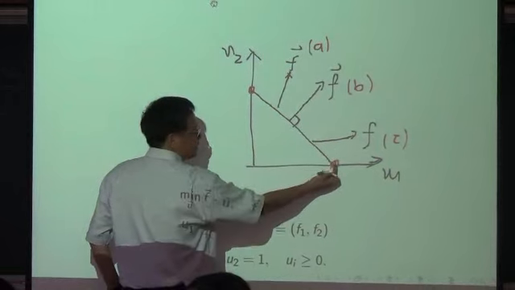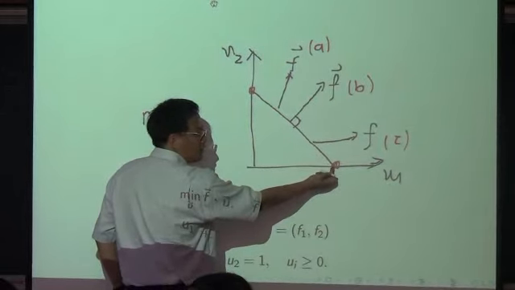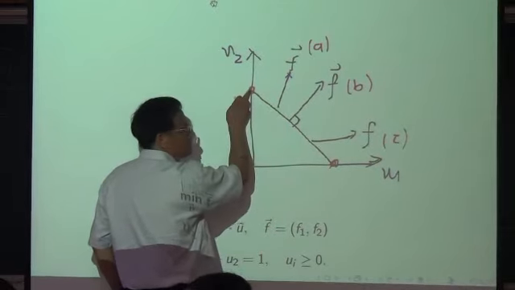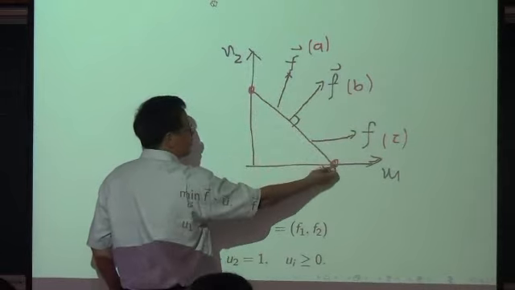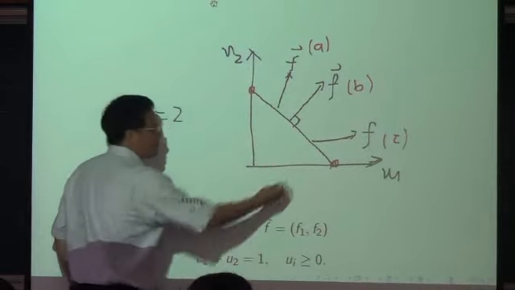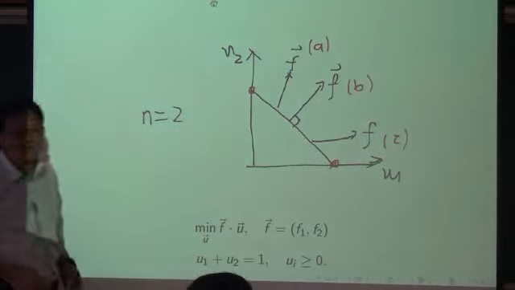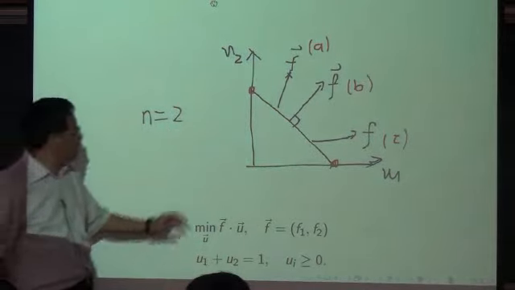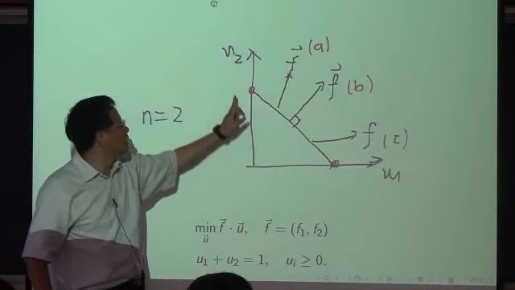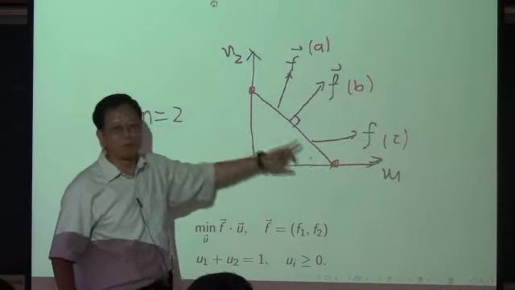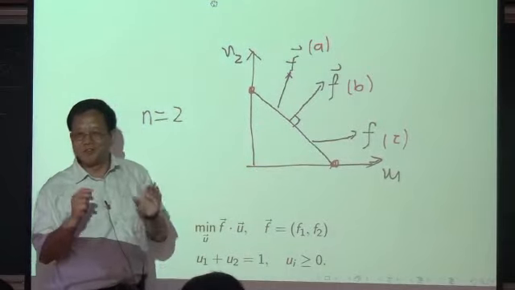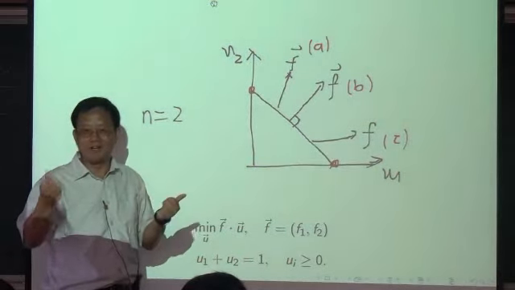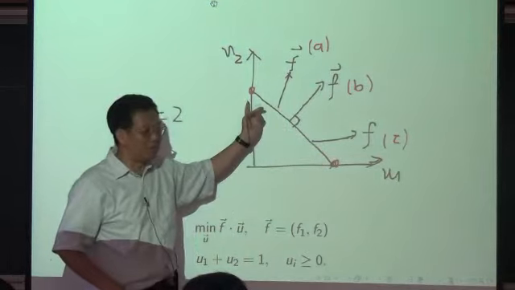So F inner product with this U: if F is pointing to this direction, this node must be the minimizer. If F is pointing here, this point must be the minimizer. If F is parallel to this line, then every point on the line is a minimizer, including the two endpoints. So if you minimize on the whole line, one of the two endpoints must be a minimizer. So you relax, and in fact the minimizer is still at one of those two points.